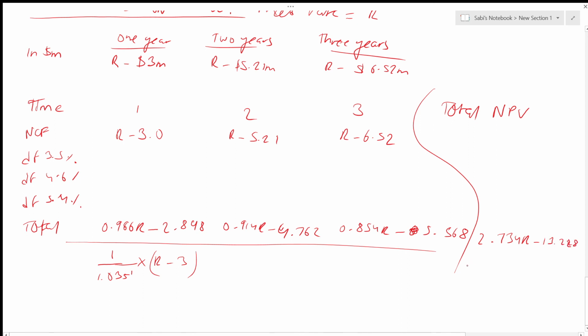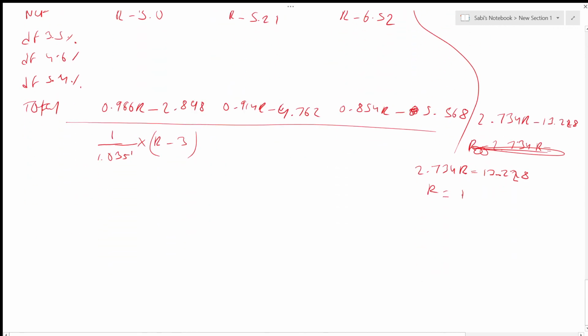Right? And when you have to find R, we know that net present value is 0, right? So 2.734 R equal to 13.228, because the equation is equal to 0. That's why we are taking 13.228 to the other side. So R will be 13.228 divided by 2.734.